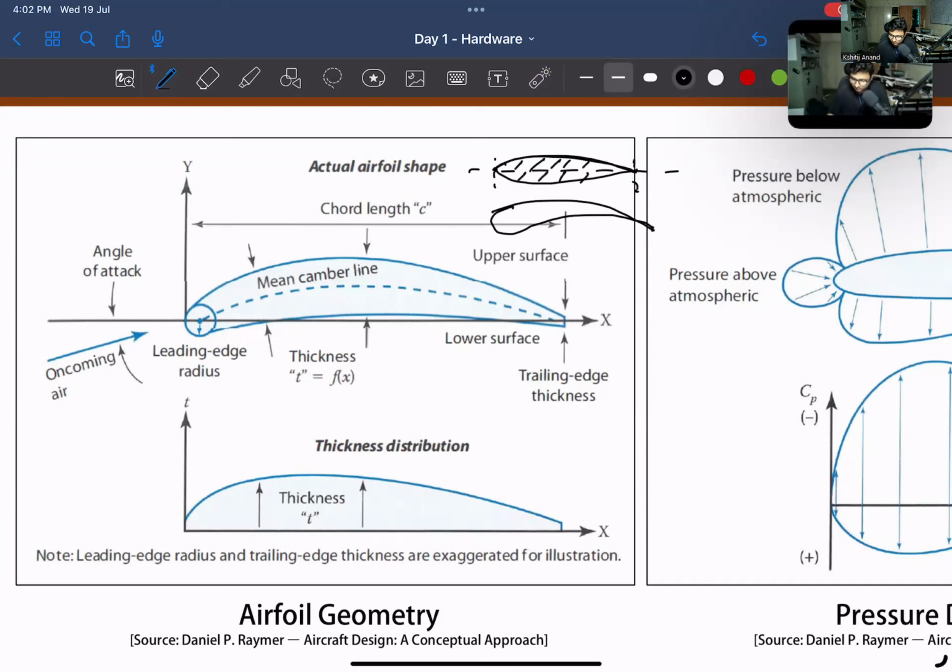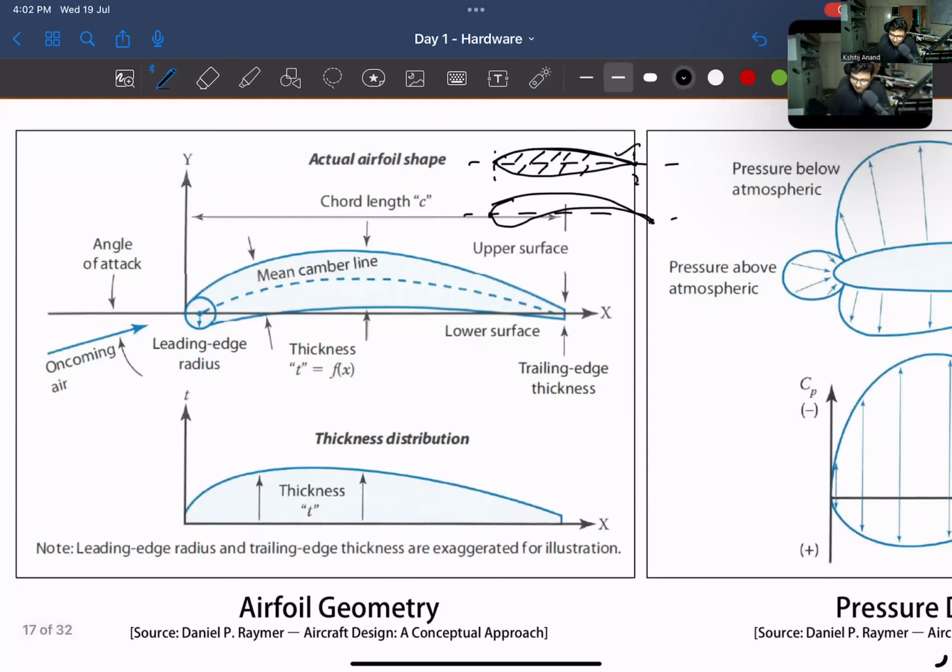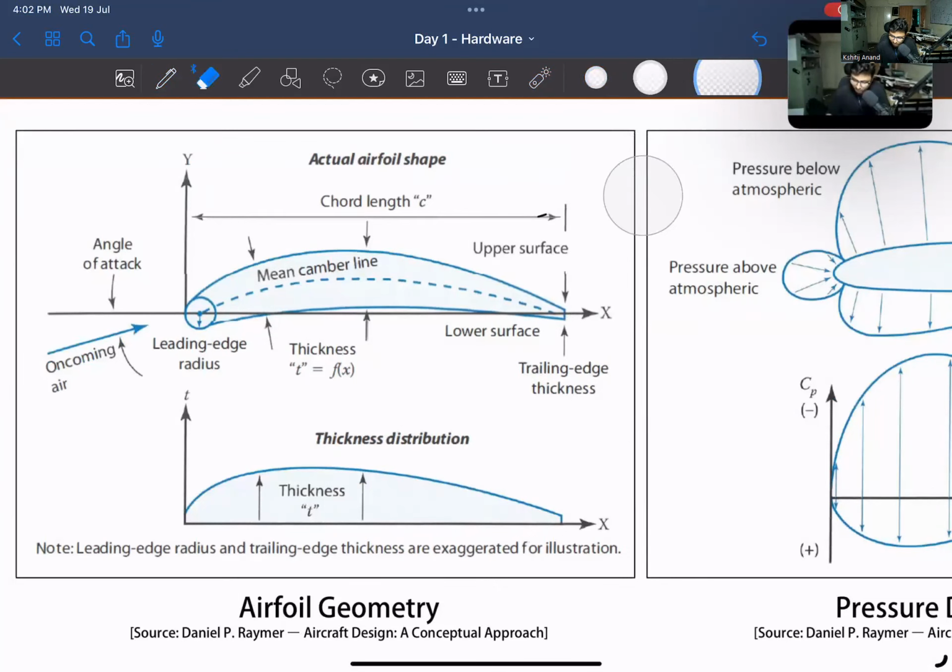And then this is the leading edge. Let's say this is the trailing edge. This is the chord line. Now this one is not symmetrical, so this is an asymmetrical airfoil. So there is a symmetrical airfoil and this is an asymmetrical airfoil. What you are going to notice is that the camber, the mean camber line, tells you how asymmetrical the airfoil is.